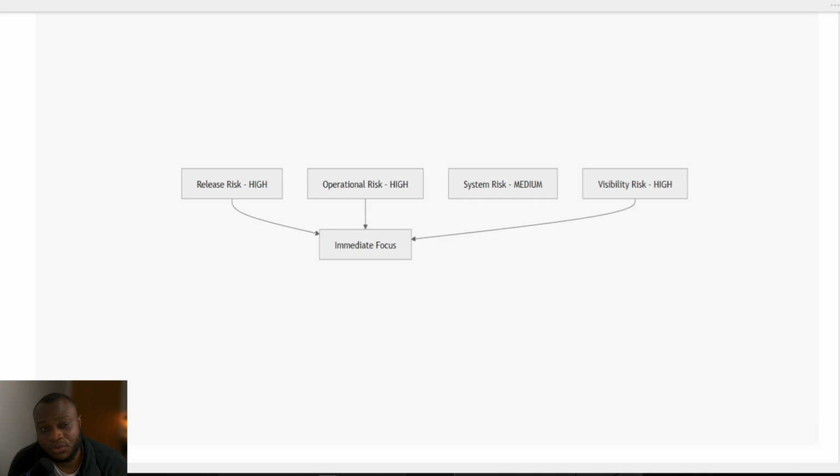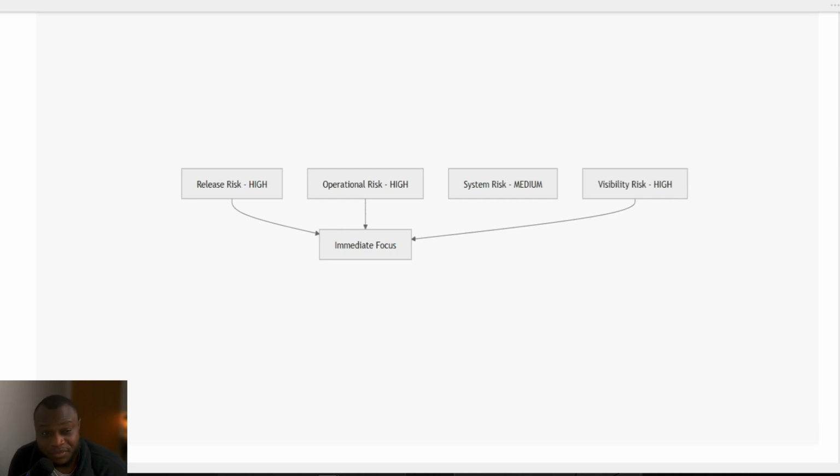So once I've looked at PayFlow through those four lenses, the priorities become clear. System risk is real, but not the first thing I would attack. The highest immediate pressure is in release risk, operational dependency, and visibility. Why? Because those three determine whether the team can safely change the system, respond when something goes wrong, and actually trust what they are seeing in production.